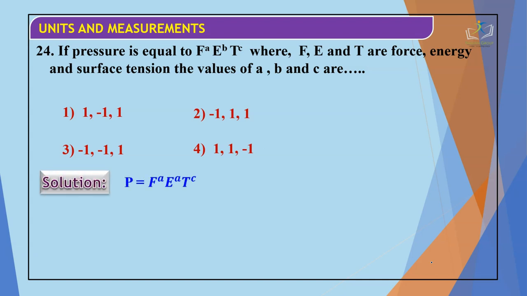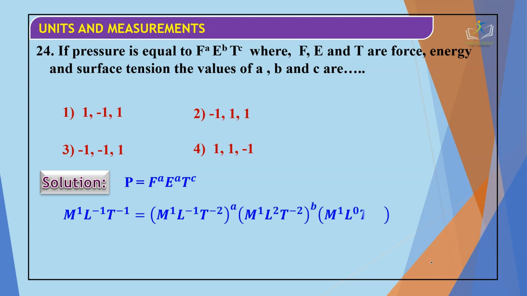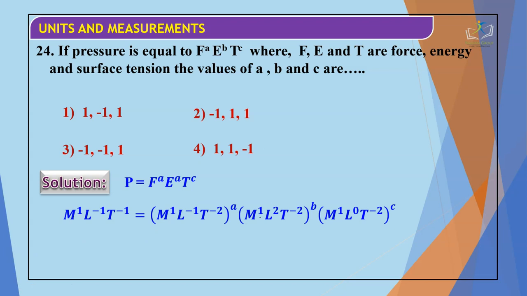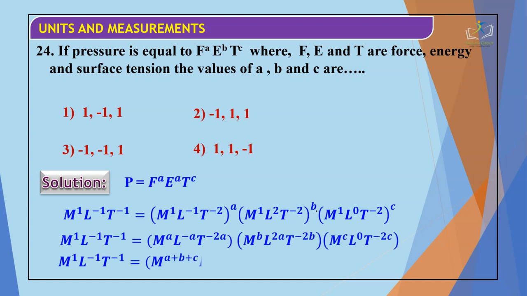As the question asks, pressure is equal to F to the power a, E to the power b and T to the power c. So we just put the dimensions of each term. Now what we are going to do? Relate the terms M here and M here, similarly with L and T. So what can we write over there? M to the power a plus b plus c, like this, and similarly with L and T.